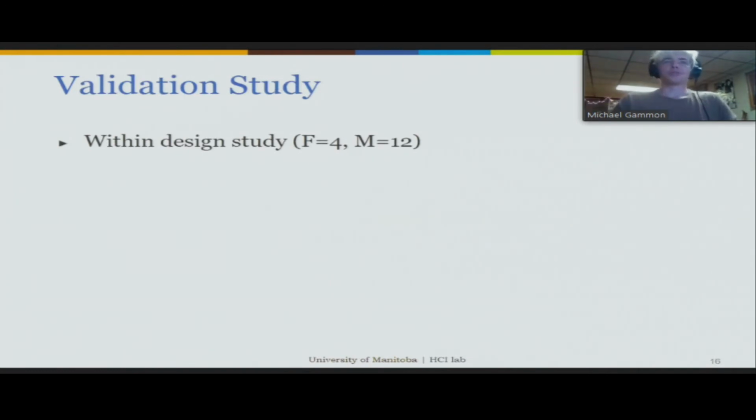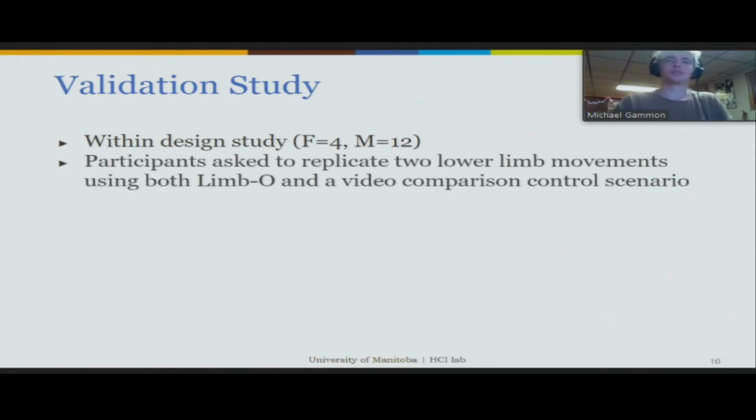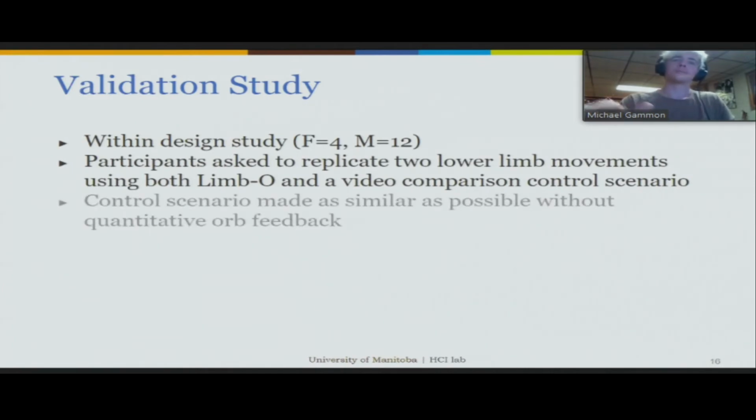Now, in order to evaluate our application, a within-subjects study was conducted where 16 local university students participated to explore the efficacy and the user experience of our visualization approach in Limbo. The participants used Limbo to help them replicate two different lower limb motions, both a soccer kick and a circular leg sweep motion.